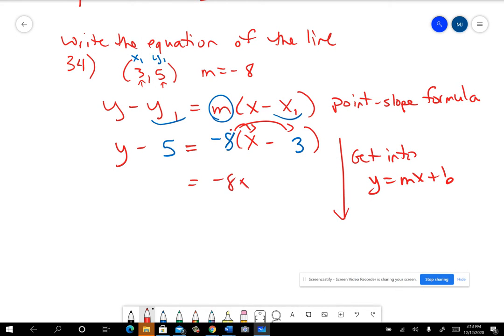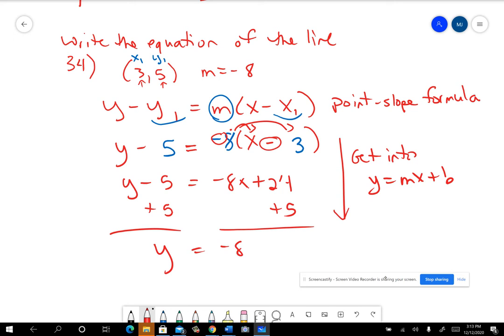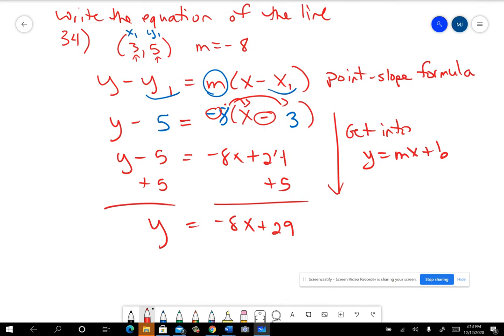That's -8x. Negative times a negative is positive 24. And then we just add the 5 to both sides and we're done. Okay, so y equals -8x plus 29. That's how you write the equation of a line in the most basic, the typical case. Okay, I think you could do the same thing on 35.